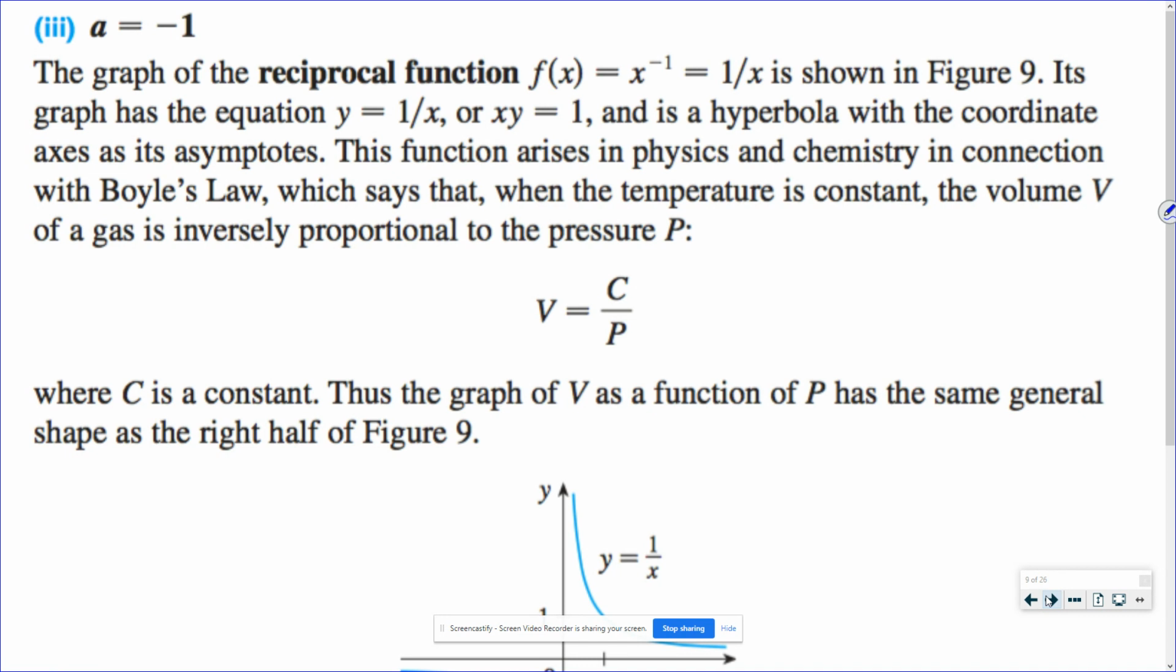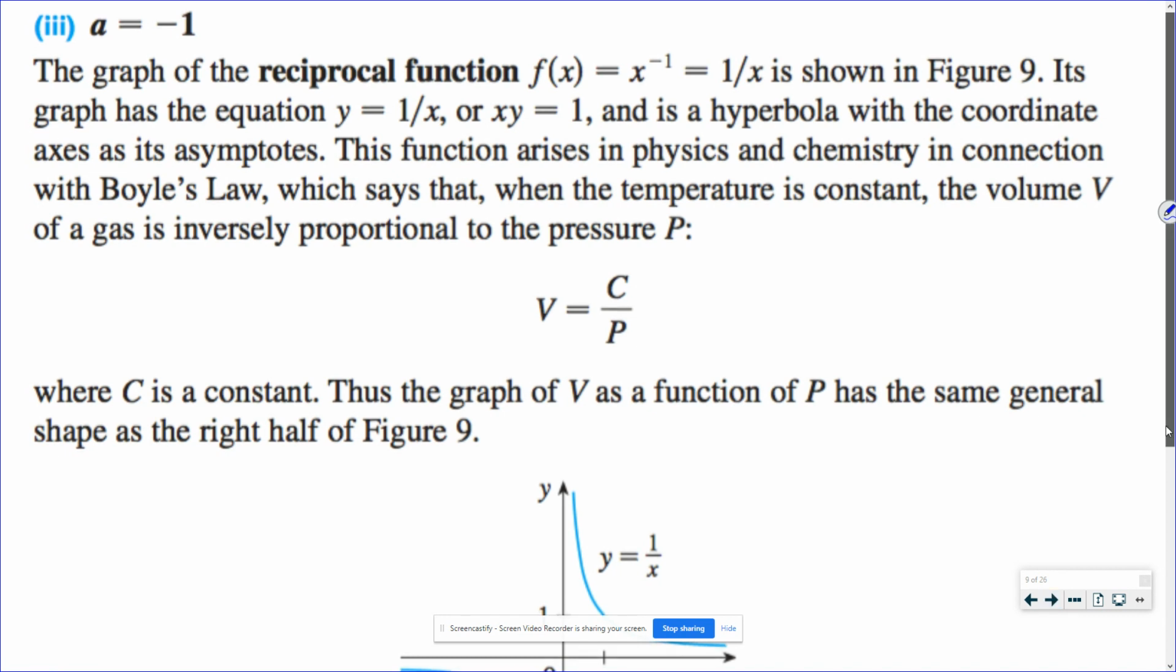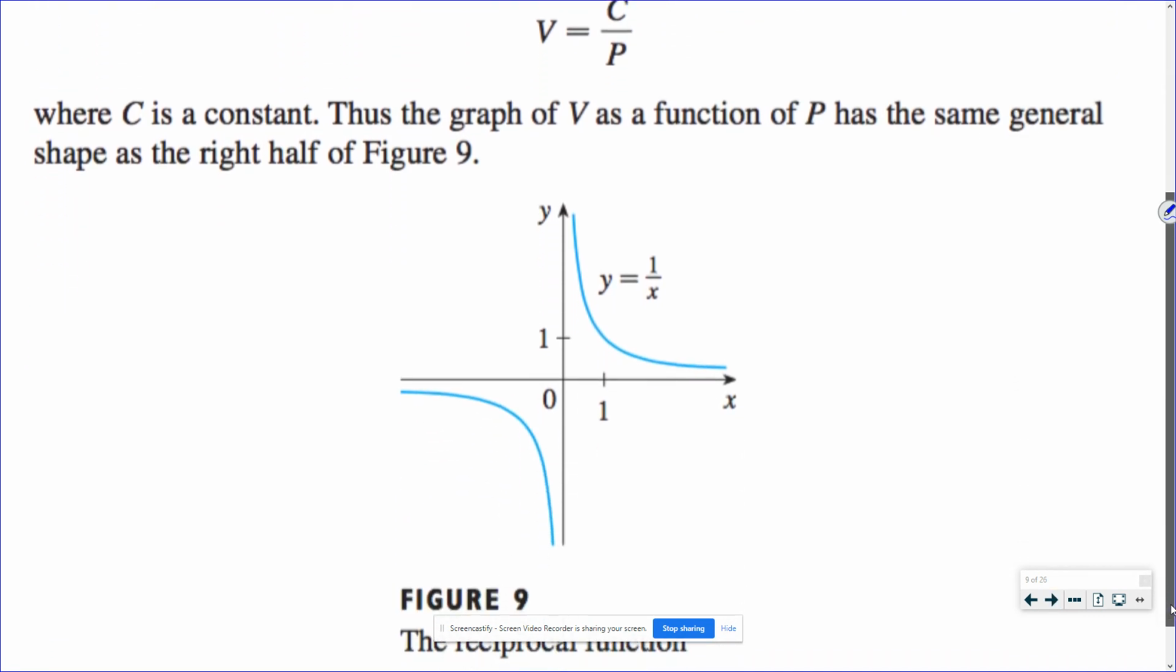There are also functions called reciprocal functions. An example here is given to you, v equals c over p. This is something that we would use or see in physics or chemistry. It is a reciprocal function by nature. Here's the parent function for a reciprocal function. That should look familiar as well.